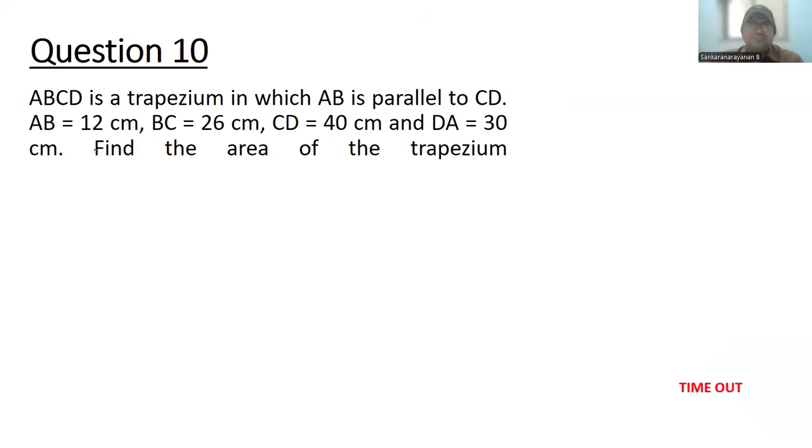Okay, time out. In the question, it is given ABCD. It is a trapezium in which AB is parallel to CD. AB is 12, BC is 26, CD is 40, and DA, it is 30 centimeters each. Find the area of the trapezium. So if I'm just roughly drawing the picture here, this is the trapezium under consideration.